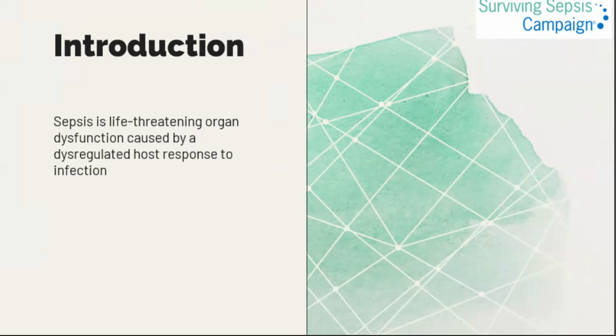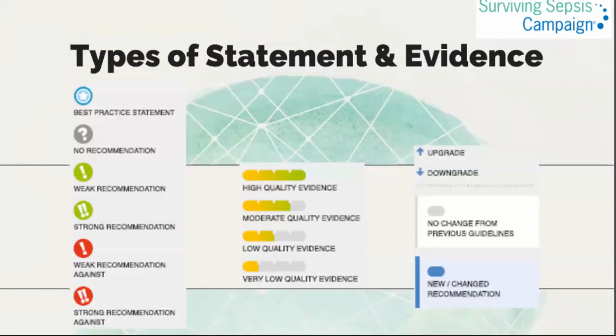Therefore, early identification and appropriate management in the initial hours in patients with sepsis and septic shock improve outcomes. The new Surviving Sepsis Campaign Guidelines 2021 was released in October 2021. It provides guidance for the clinician caring for adult patients with sepsis or septic shock. So this is the types of statement and evidence that will be used in my presentation, and it is also used in the guideline as well.